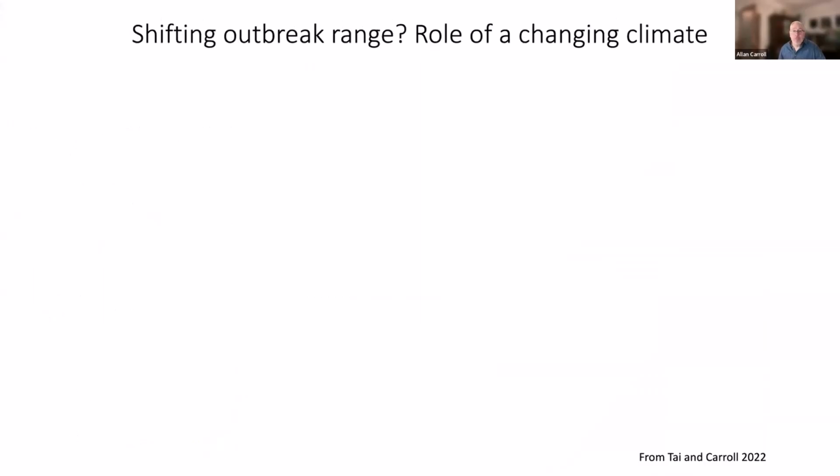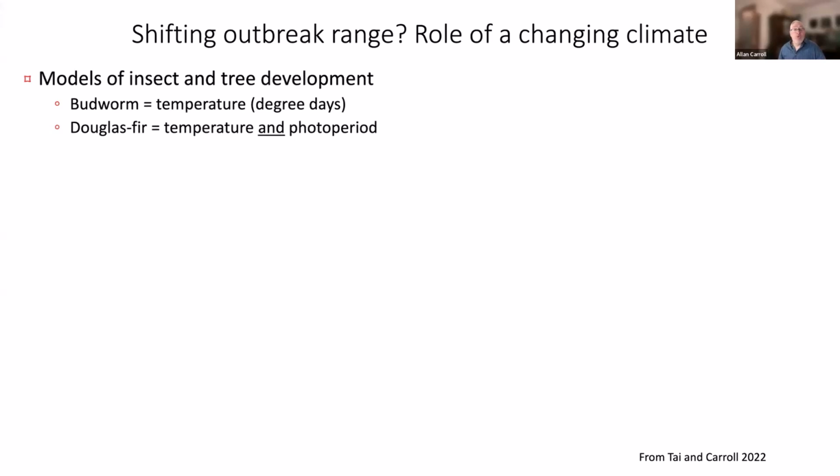But what about this outbreak range shift that I mentioned before? This, unfortunately, is a consequence of a warming environment. So we know that insects have a fairly simple developmental characteristic, and that is that we can map out their development by way of degree day accumulation. They're entirely dependent upon temperature. Everything they do is dictated by temperature.